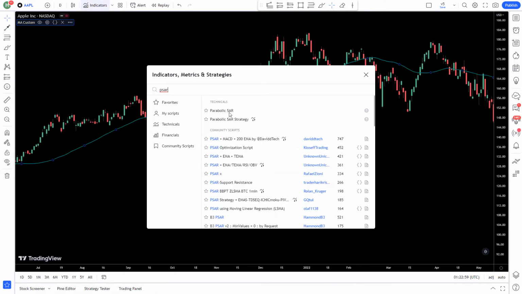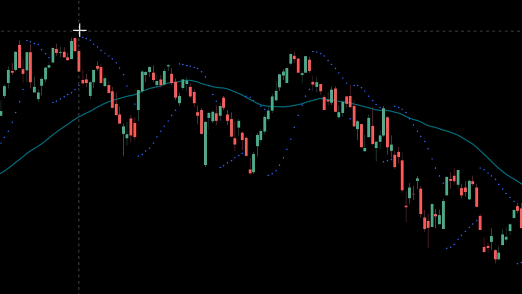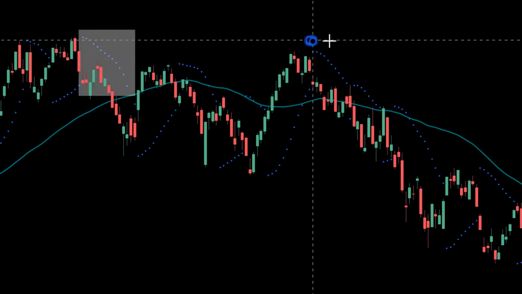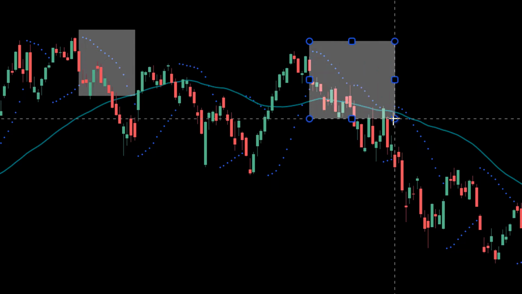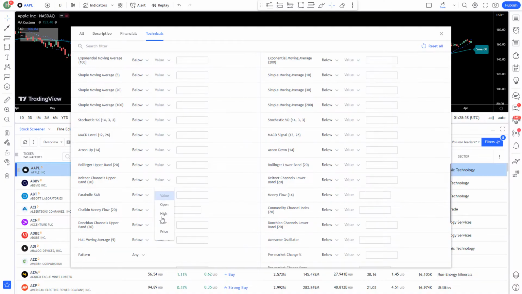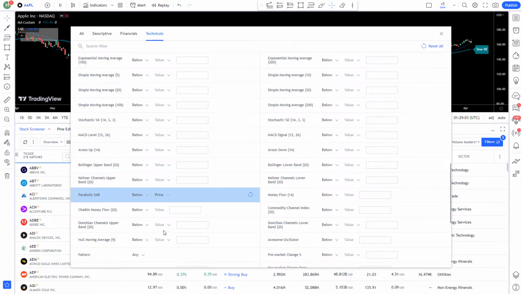The SMA is a bit of a lag, so let's overlay the PSAR, which can help filter out more of the trades we don't want to take. So for instance, price is above the average, but since the dots are above the price, it won't show up in the filter, and we'd avoid these areas of consolidation. Load the filters again, scroll down, and set the parabolic SAR to below price. Now we're at 215 matches.